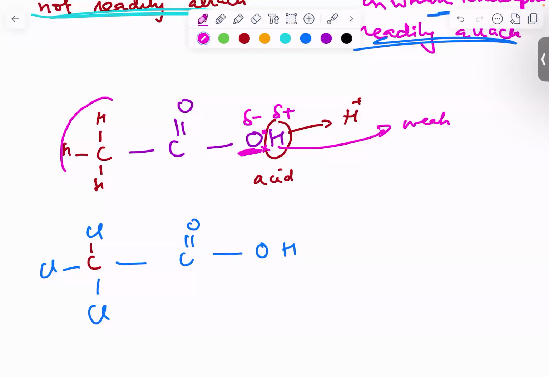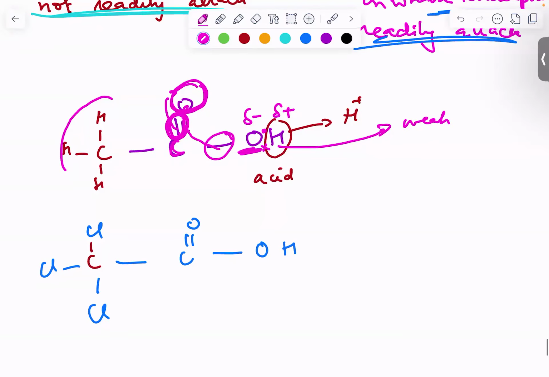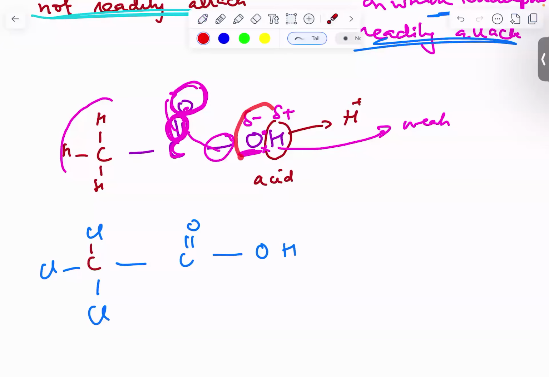Because this oxygen is electronegative in nature, so it is going to attract the shared pair of electrons towards itself. Not only the shared pair of these two electrons, but this shared pair is also being taken up by oxygen. So this carbon becomes electrophilic from both sides. Can you see it is electrophilic from this side as well as from this side? So this becomes double partial positive.